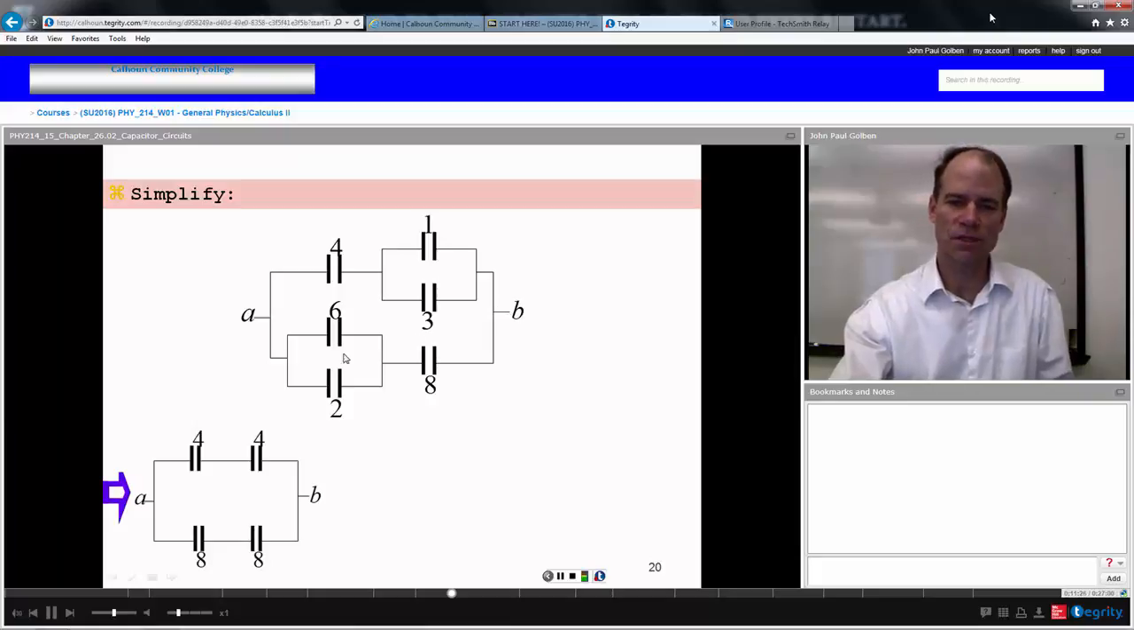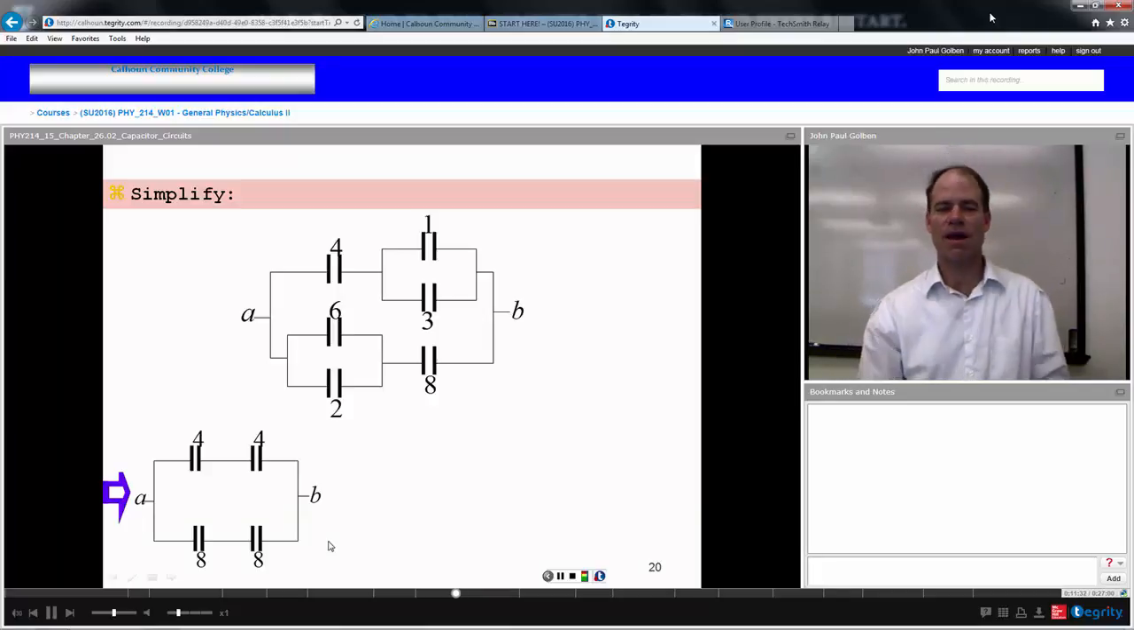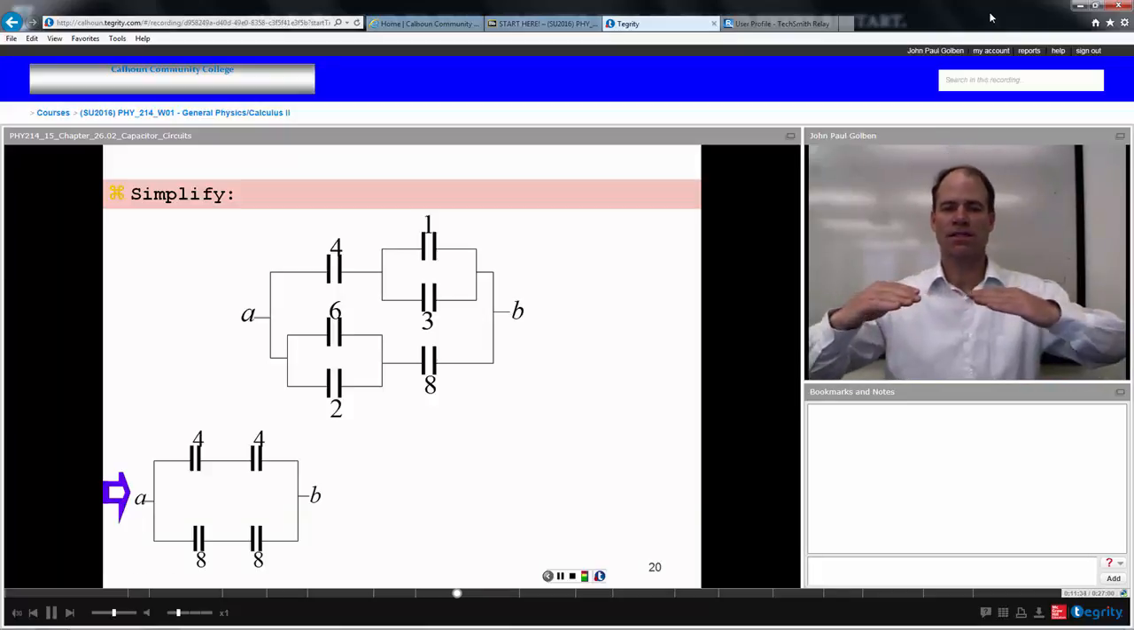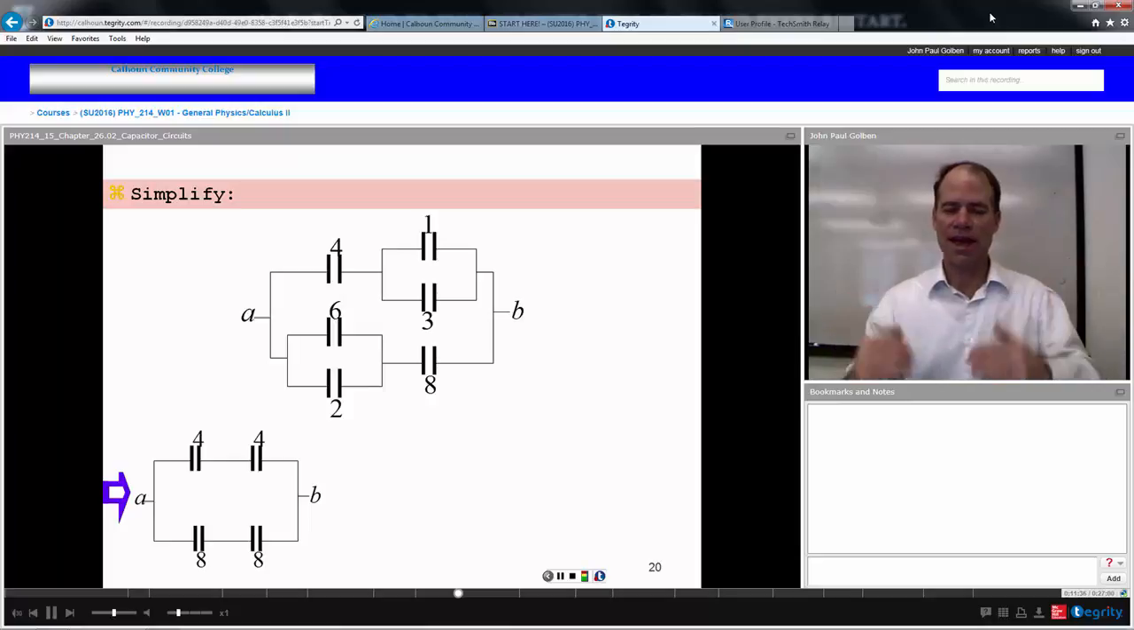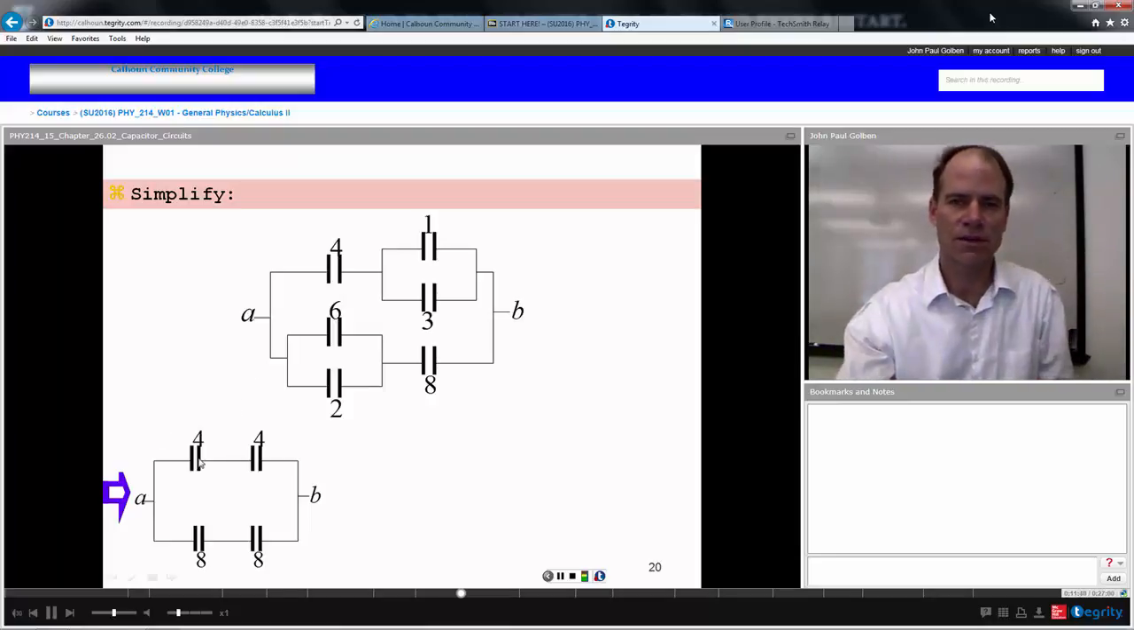So the 1 plus 3 is 4, and the 2 plus 6 is 8, and now we have this circuit. Now we have a 4 and a 4 that are in series, and we have an 8 and an 8 that are in series as well. For the series combination of 2, we can do product over the sum. So for the 4 and 4 in series, we could do 4 times 4, 16 over 4 plus 4, 8, which is 16 divided by 8, or 2.